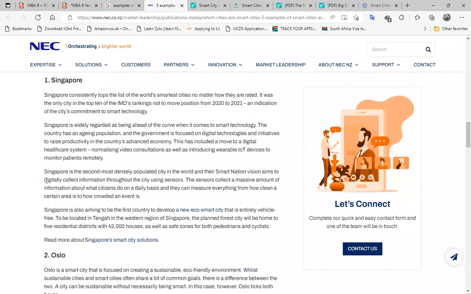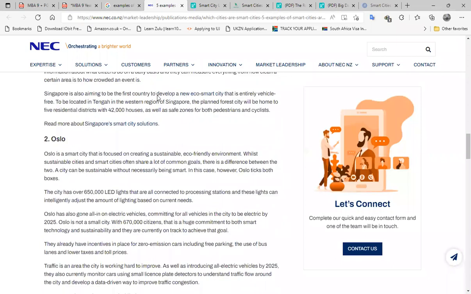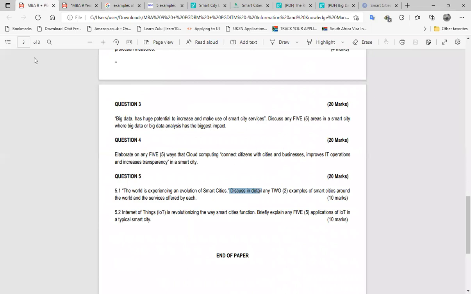Singapore also digitally collects information throughout the city using sensors. So the sensors collect a massive amount of information about what citizens do on a daily basis, and they can measure everything from how clean a certain area is to how crowded an event is. So basically, that is just giving me a rough idea of the smartness of the smart city of Singapore. And so you then choose another one, and then you explain how the issue of the smart city is coming out.